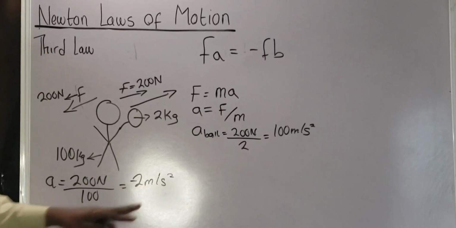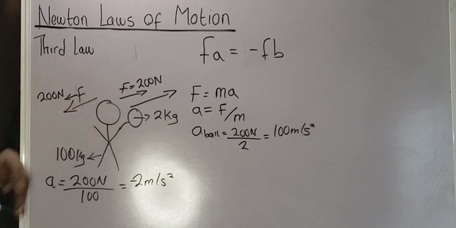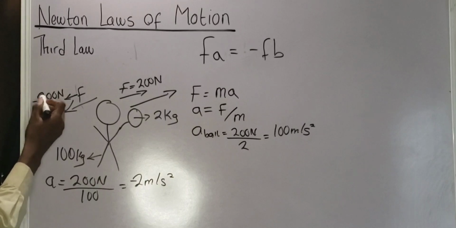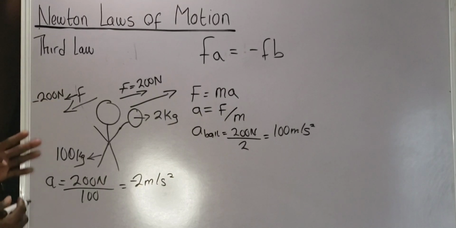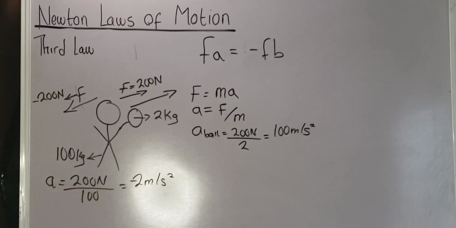That is negative 2 meter per second squared, because the force that the person experienced as a result of throwing the ball is opposite to the force applied towards the ball. That means this force will be negative. That's how I got negative 2 meter per second squared.